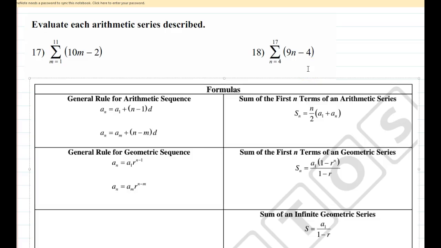All right, now we're going to look at number 17. And so we have an arithmetic series. So we don't want this because it's a sequence. We don't want this because it's geometric. So we're looking for this one. So this is the sum of the first n terms of the arithmetic series. So that's the formula we're going to write down.